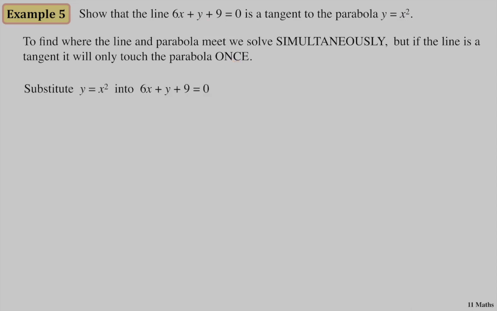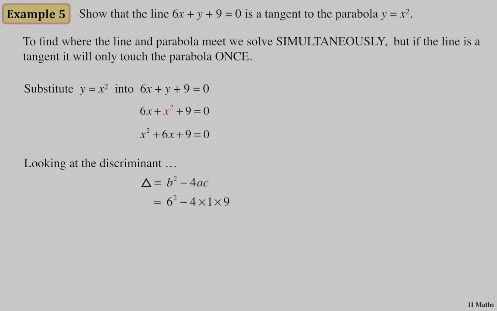So let's substitute y equals x squared into the line. So everywhere I see a y, I'm going to replace it with x squared. So I'll put an x squared there, which gives me x squared plus 6x plus 9. Now, I could solve it, and I actually prefer to solve it, but this question just wants me to practice using the discriminant. If I look at the discriminant, I know a is 1, b is 6, c is 9. Using the discriminant, I end up with a discriminant of 0.